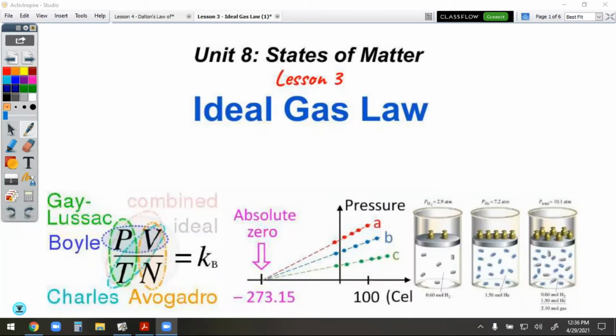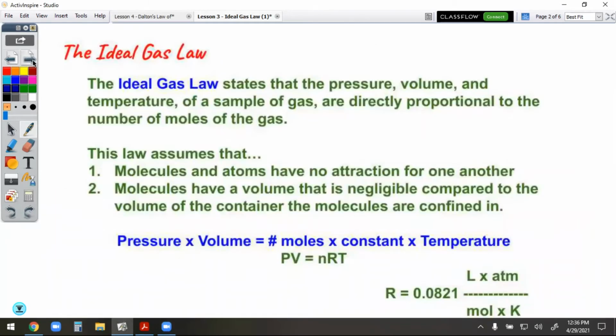Today we're going to talk about lesson 3 on the ideal gas law. Some of you may be wondering what is meant by the term ideal and how it is different than something that is not ideal. So if you look behind me, it says that the ideal gas law states that the pressure, volume, and temperature of a sample of gas are directly proportional to the number of moles of that gas. You heard right, moles are back.